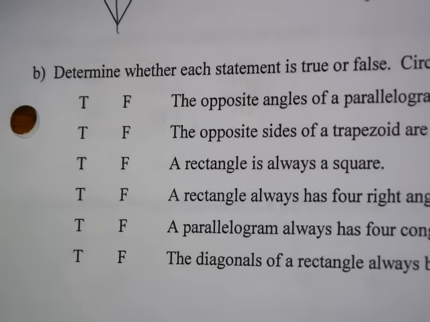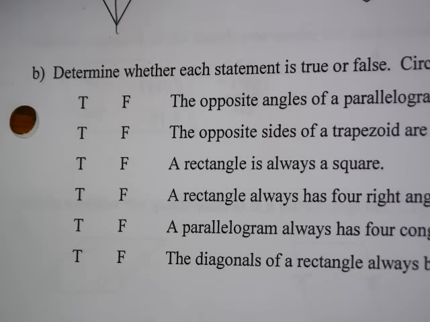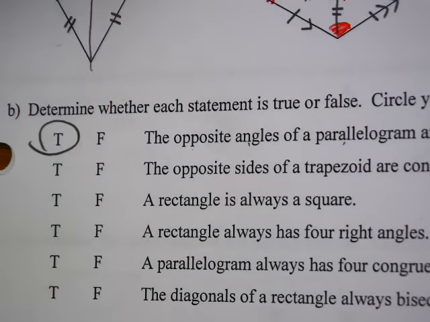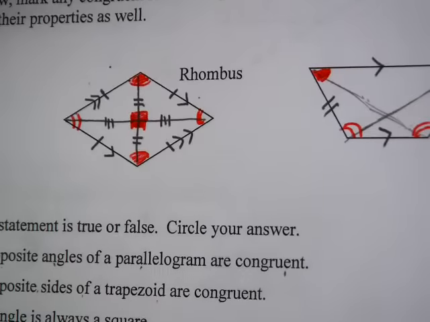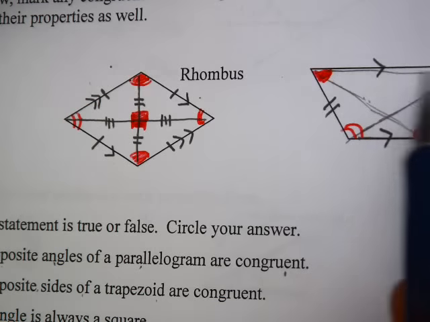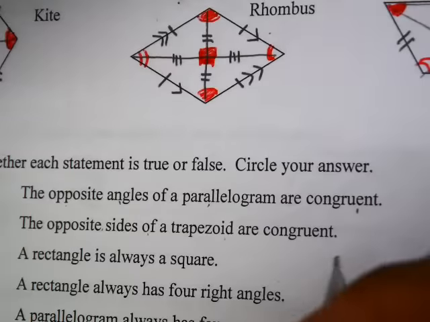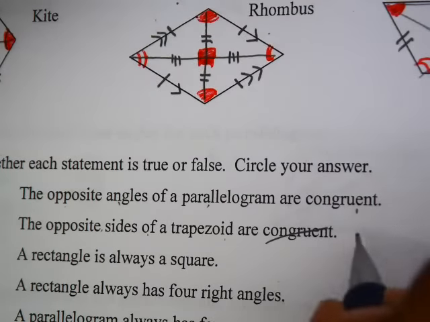So in the last part, I have to determine if the statement is true or false. The opposite angles of a parallelogram are congruent. That's true. That's one of the properties of a parallelogram. The opposite sides of a trapezoid are congruent. Here are sides of a trapezoid. They are not congruent. They are parallel. So that is false. To make it true, they should have used the word parallel.